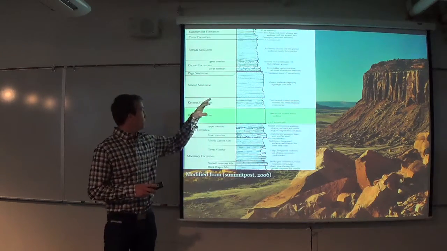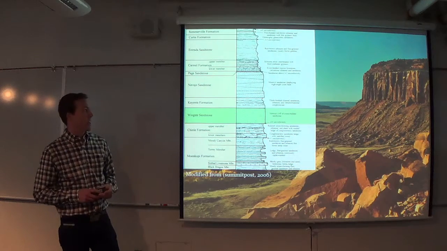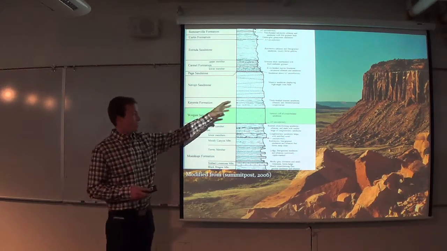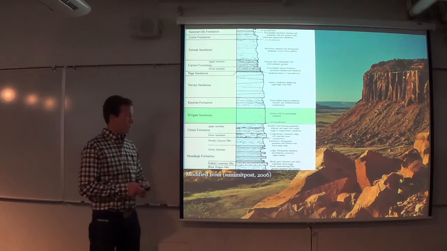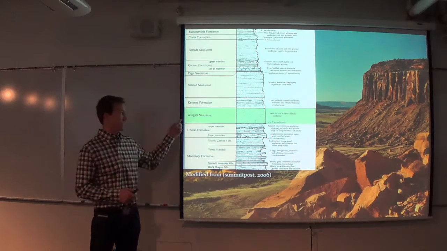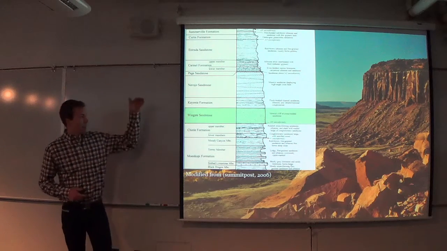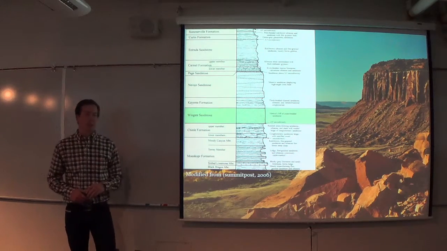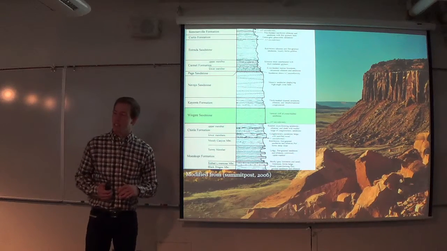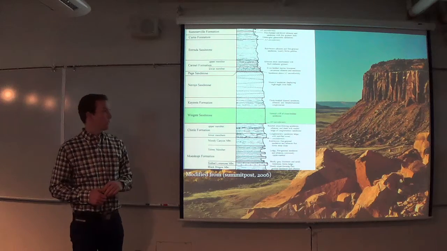So coming back to this picture that I had at the very beginning, I really like it. It shows how the Wingate Sandstone in Indian Creek, Utah is a very prominent feature. That cliff space there is the Wingate Sandstone. It's capped by the Kayenta Formation and underlain by the Chinle Formation. It's late Triassic and early Jurassic in age.